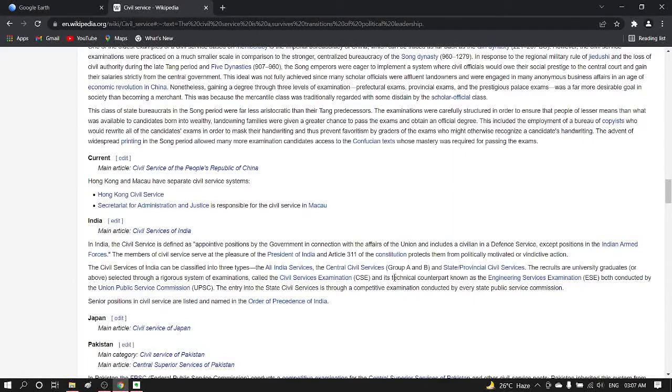So under central civil services, you can group the civil services into two, Group A and Group B, as well as state or provincial civil services. Like the officers recruited by the PCS, public service commissions, like UP PCS, Bihar PCS, KAS, Kerala Administrative Service, Karnataka Administrative Service, Kashmir Administrative Service, so and so. Okay.